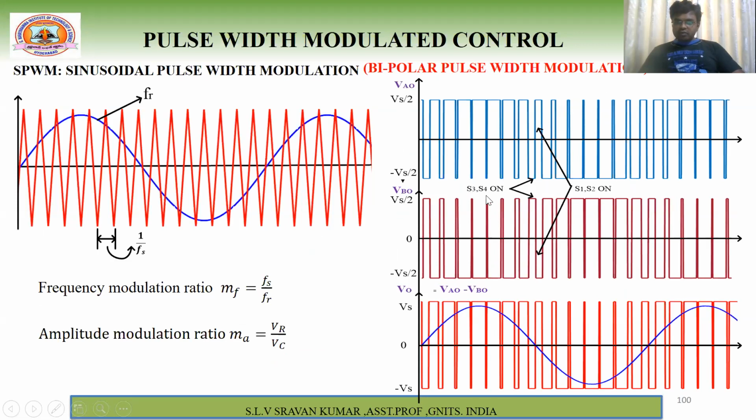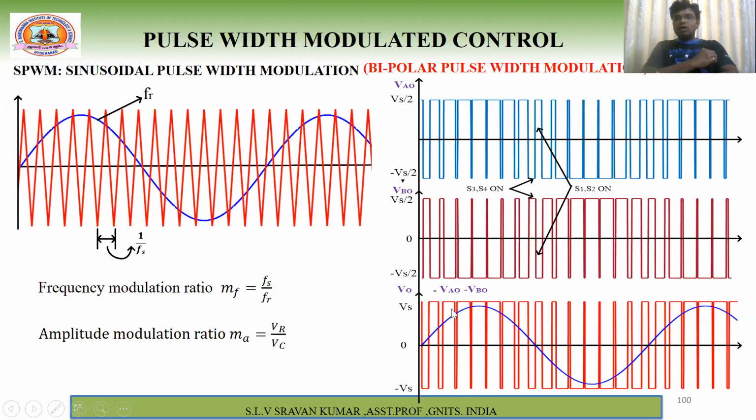So when S3, S4 are on, VBO is equal to positive Vs by 2, and VAO is nothing but minus Vs by 2. Right. This is with the help of pole voltage analysis. So now V0 is equal to VA0 minus VB0. Now see here, for example, if you consider this pulse, what is this? Vs by 2, minus this VBO, which correspondingly is minus Vs by 2. Therefore, Vs by 2 minus minus Vs by 2, you will get a positive Vs.